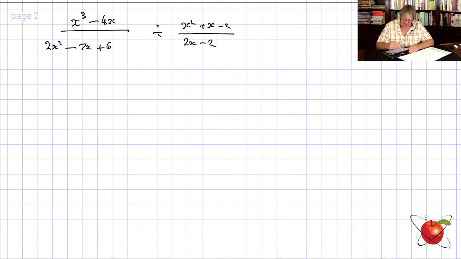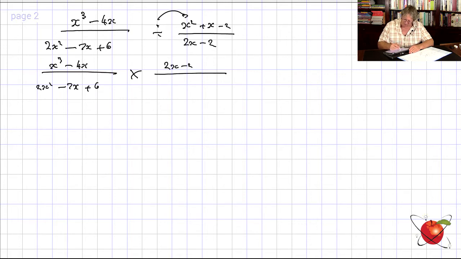What is the first step here? The first step is tip and times, isn't it? We see this, so we must get rid of the divide sign straight away. We change it to a times and we always tip the one behind it. So this is going to remain as x cubed minus 4x over 2x squared minus 7x plus 6 multiplied by 2x minus 2 over x squared plus x minus 2. That's step 1 done. Step 2 is factorize.